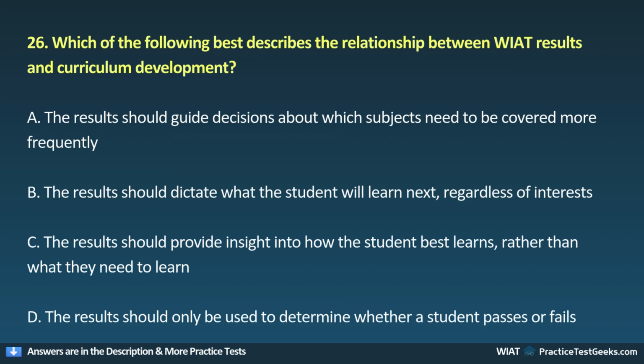26. Which of the following best describes the relationship between WIAT results and curriculum development? A. The results should guide decisions about which subjects need to be covered more frequently. B. The results should dictate what the student will learn next, regardless of interests. C. The results should provide insight into how the student best learns rather than what they need to learn. D. The results should only be used to determine whether a student passes or fails.